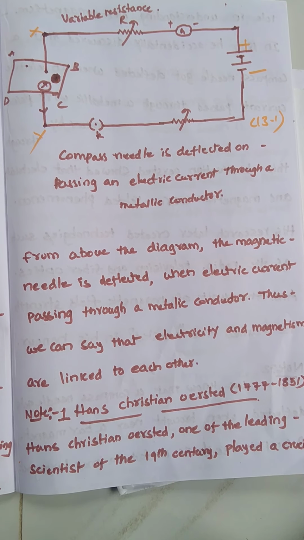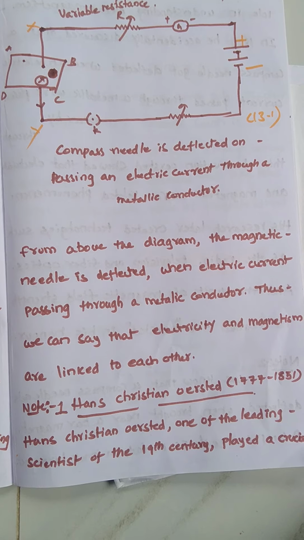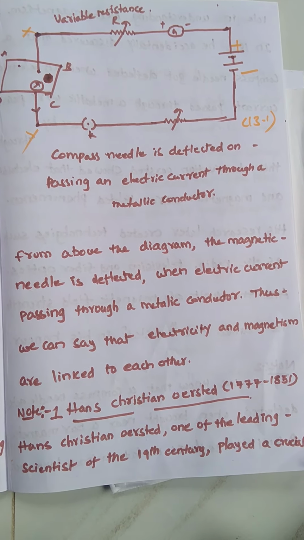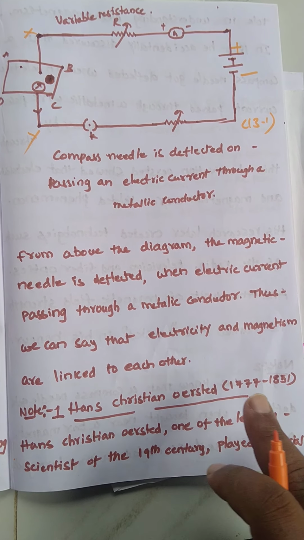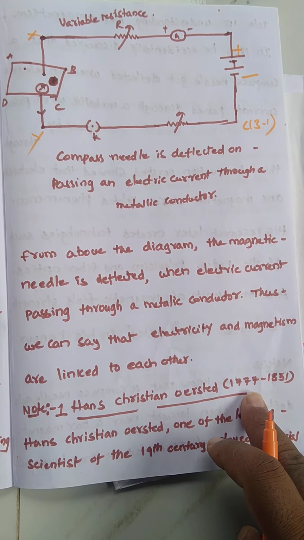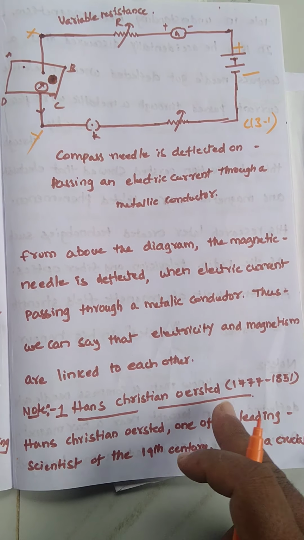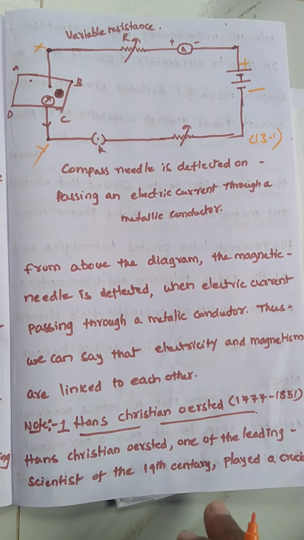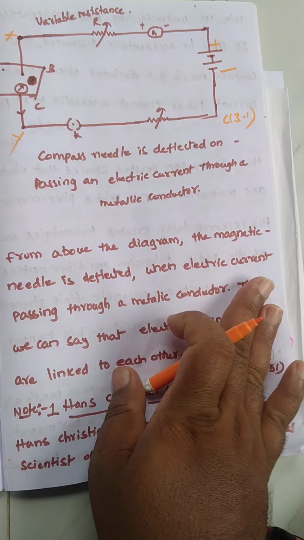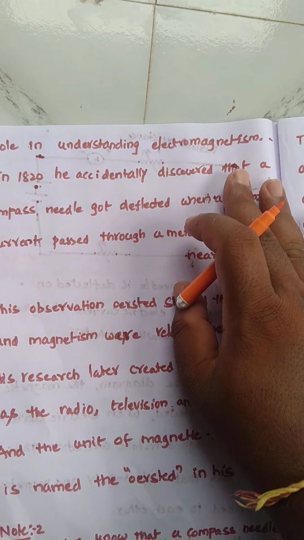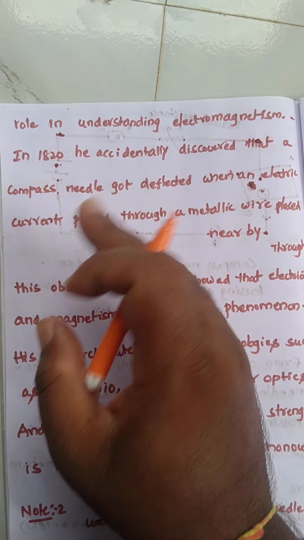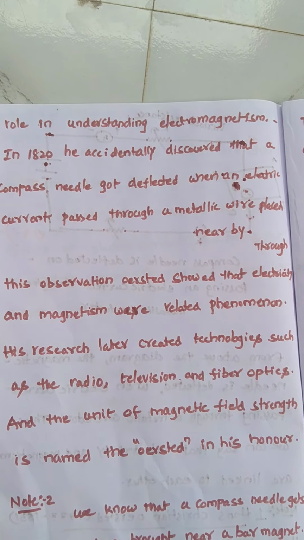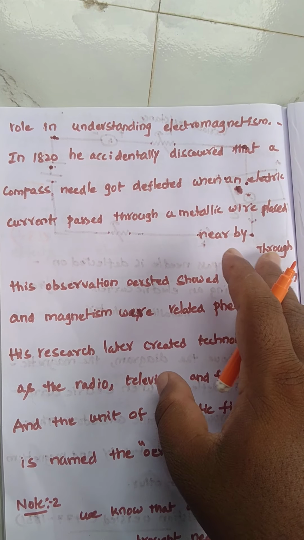Now I want to introduce you to Oersted. His full name is Hans Christian Oersted, 1777 to 1851, his birth and death dates. Hans Christian Oersted, one of the leading scientists of the 19th century, played a crucial role in understanding electromagnetism. In 1820, he accidentally discovered that a compass needle got deflected when electric current passed through a metallic wire placed nearby.